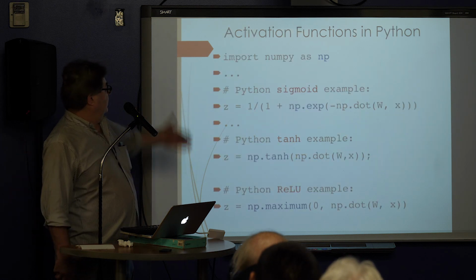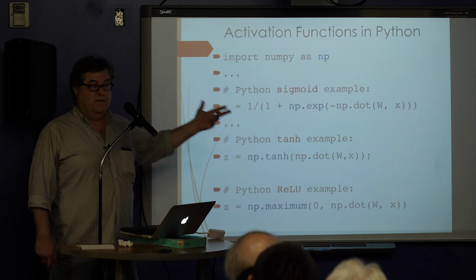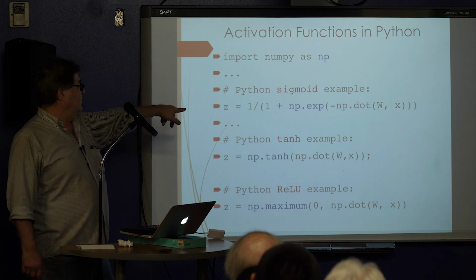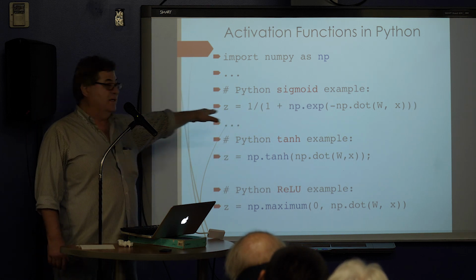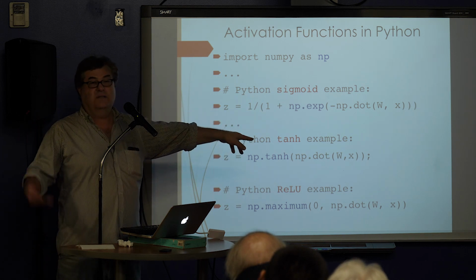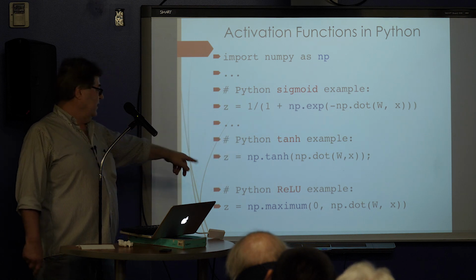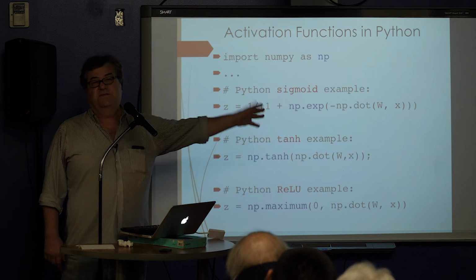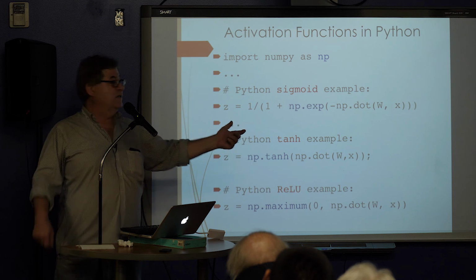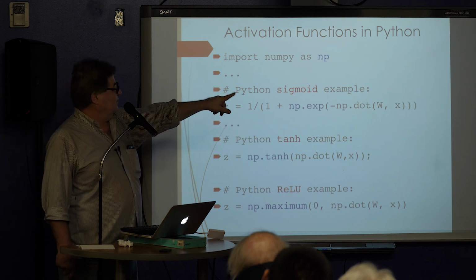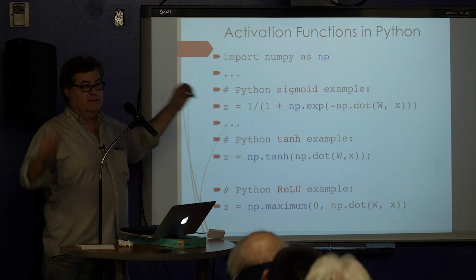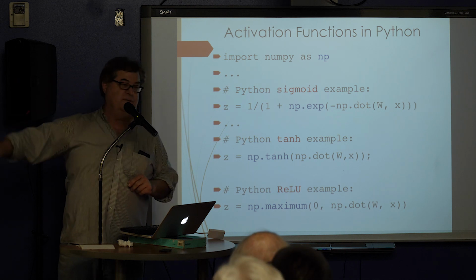So here are the equations, or the formulas in Python. Notice, sigmoid, it kind of looks like what we were just looking at. Tan h is actually called tan h. And then for ReLU, it's the maximum. This is the vectorized form, not the scalar. So W is a matrix, and X is a vector. So it does it component by component.